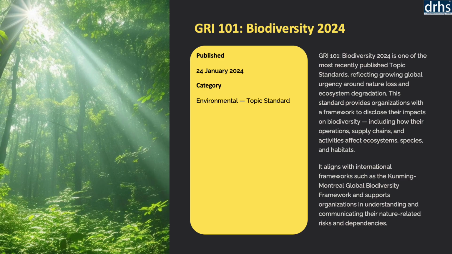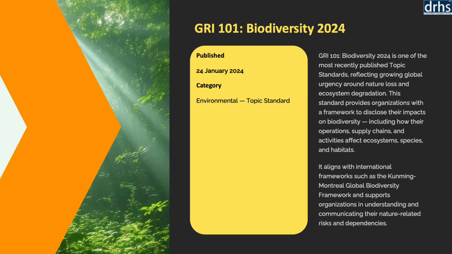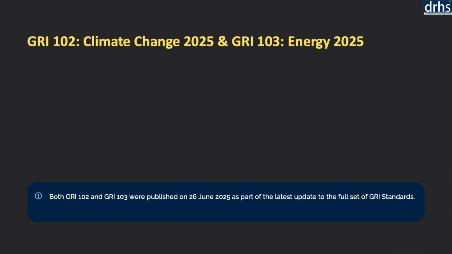Furthermore, GRI 101 promotes science-based and location-specific disclosures, recognizing that biodiversity impacts are inherently context-dependent. By doing so, it enhances the credibility and decision usefulness of reported information. Overall, GRI 101, Biodiversity 2024 represents a transformational shift toward nature-positive reporting, embedding ecological accountability into corporate governance and long-term value creation. Slide 7. GRI 102, Climate Change 2025 and GRI 103, Energy 2025.